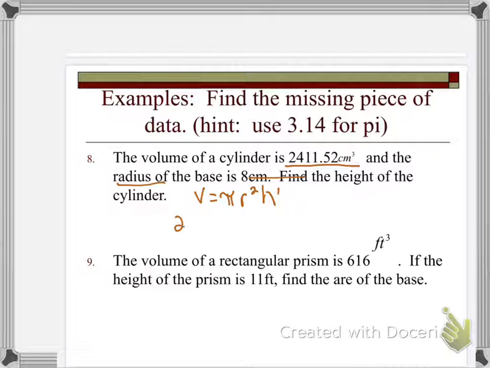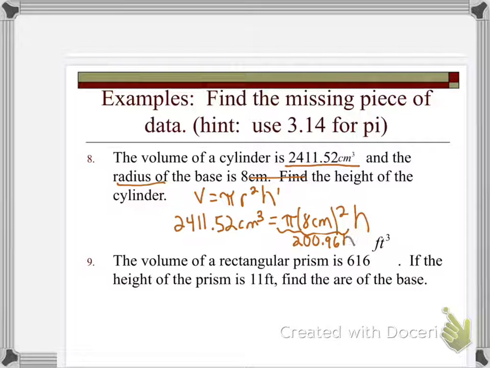We know our volume, so 2411.52 centimeters cubed equals pi, my radius of 8 centimeters squared times h. Okay, so we're going to estimate this portion here. We know 8 squared is 64. 64 times 3.14 is going to give me 200.96 times h.